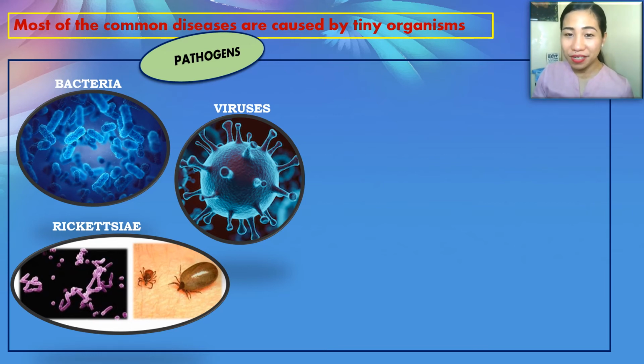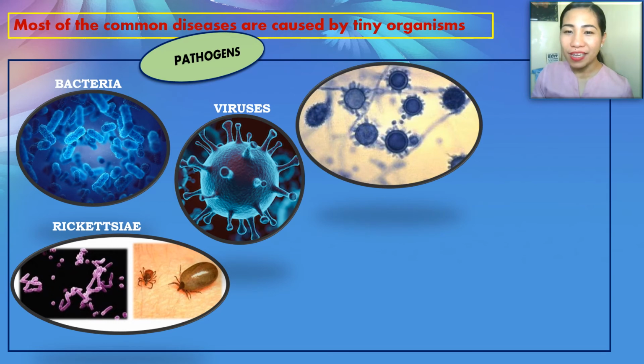Next, we have the fungi. Fungi are simple organisms that cannot make their own food. They mainly live on dead animals, insects, and leaves.